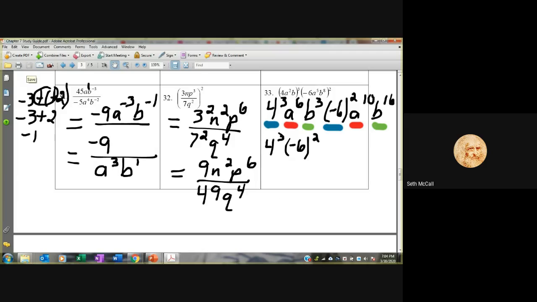And then we're going to combine the a's. So if you look on top of the red marking, you have a to the 6th and a to the 10th, which gives me a to the 16th. And then if you look above the green markings, you have b to the third and b to the 16th, which gives me b to the 19th. Remember, we're adding those because they're multiplying. And there's your final answer.